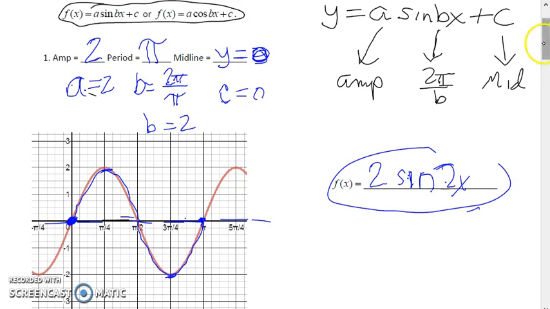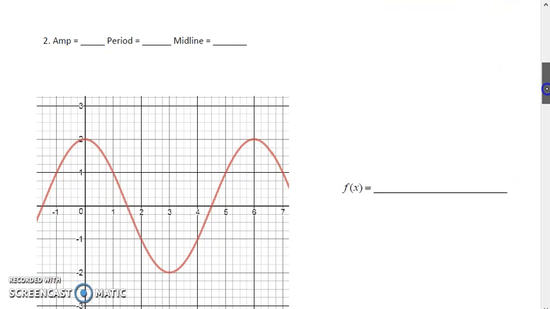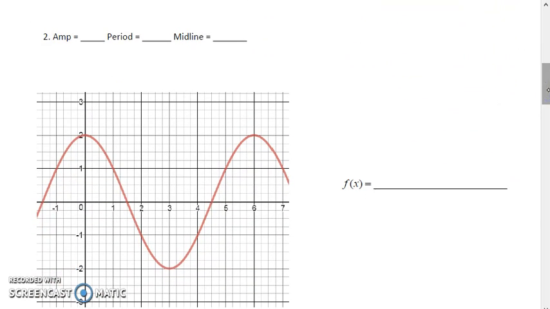All right. Scroll down or go to number 2. Hit pause, and before you hit pause, try to actually figure out the amplitude, the period, and the midline. So go ahead and hit pause.